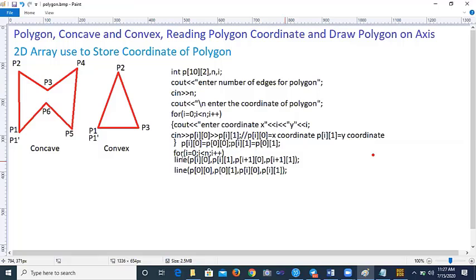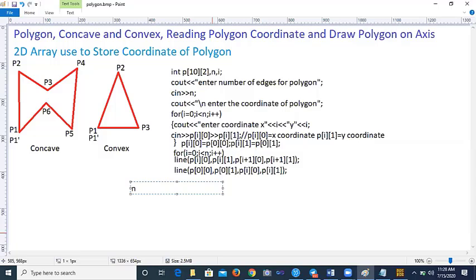Whenever your loop increases, it is starting from 0 to n. Suppose I enter 3 as the n value. I am going to debug again. Suppose n value is equal to 3. So n value is 3.